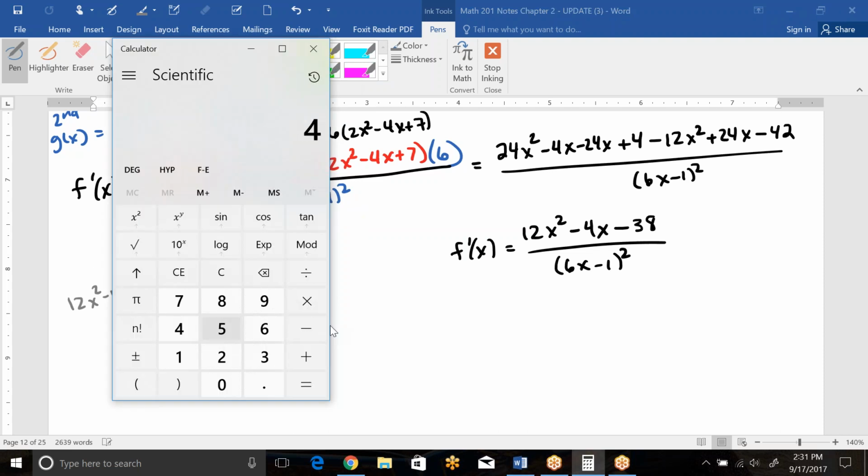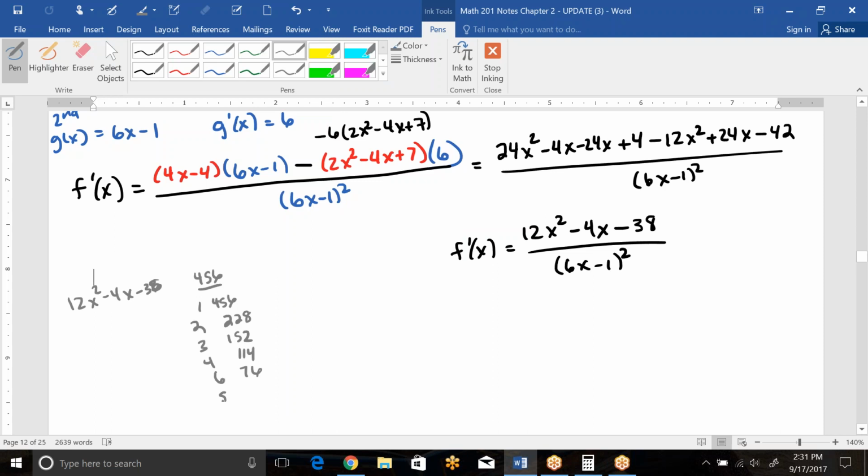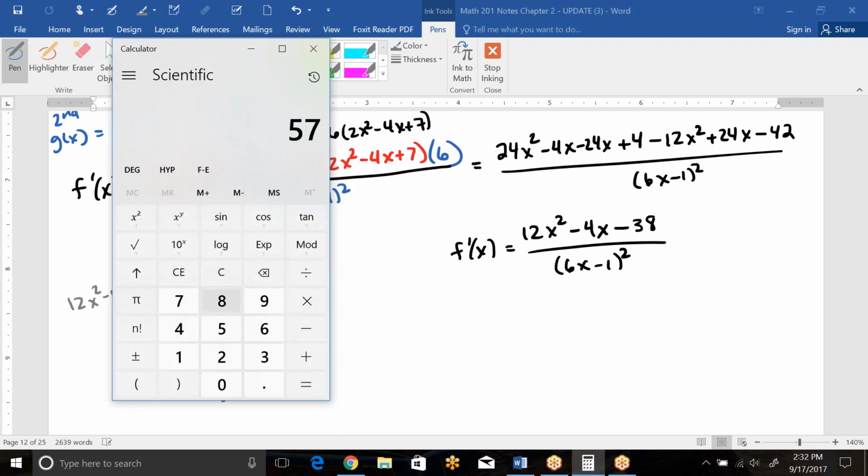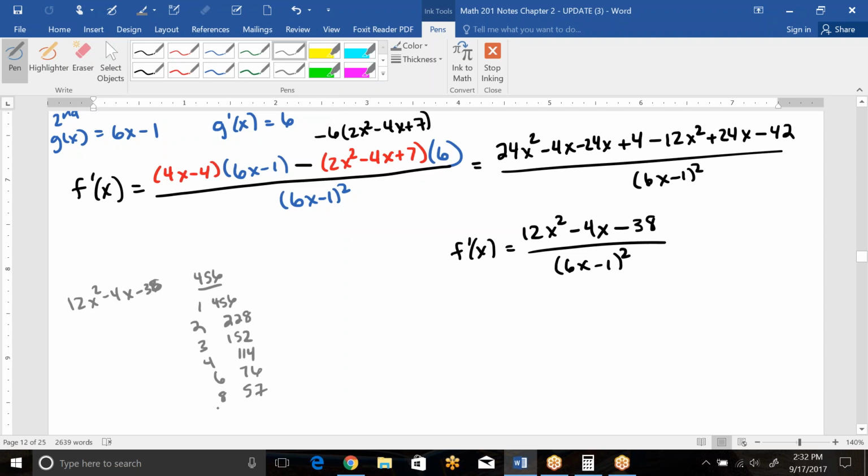So let's see if 7 goes into it. Nope. Does 8 go into it? 8 and 57. Does 9 divide into it? Nope. 10 does not. Does 11? Nope. Does 12? Yes, 12 and 38. We should have known that. That's how we multiplied it.